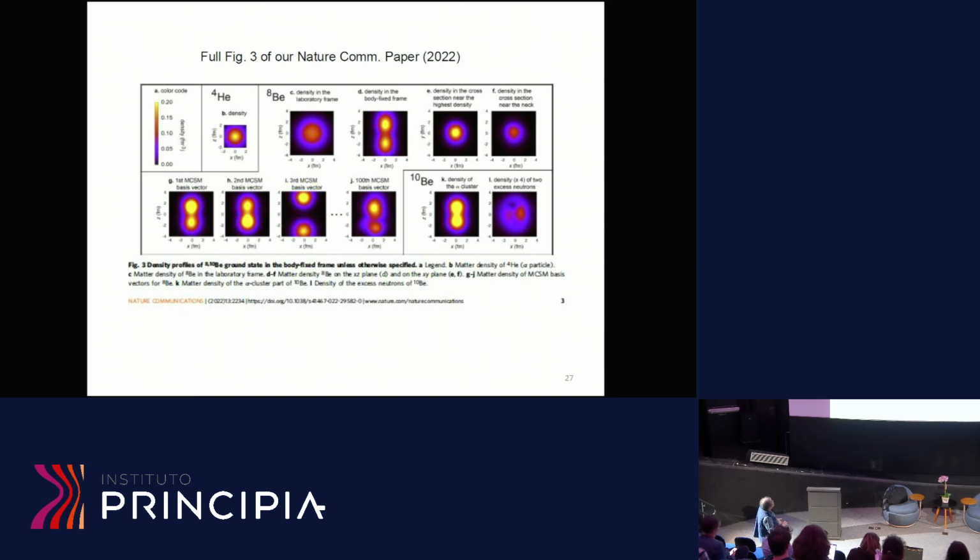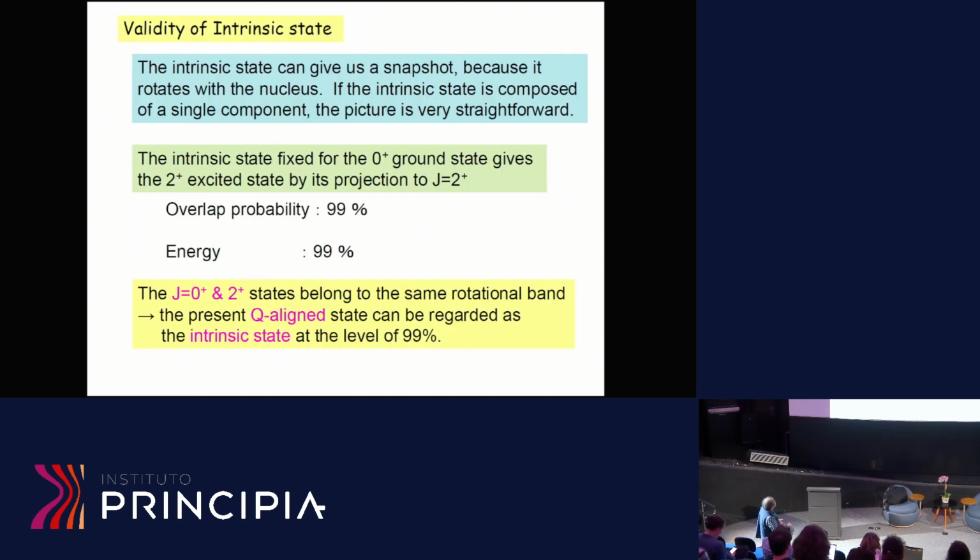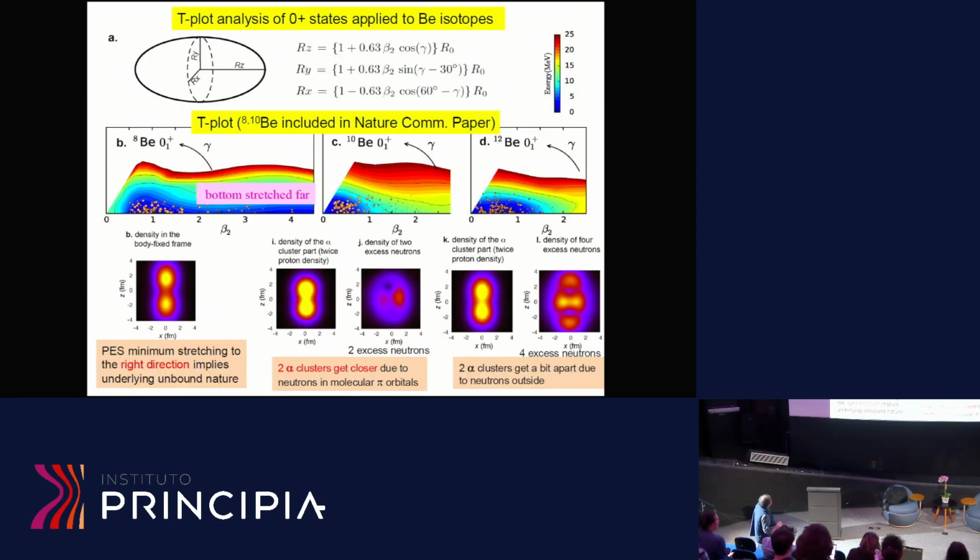Then, okay, let me move on. To verify this kind of analysis, we can calculate the energy of the 2+ state by rotating the Q-aligned state, and the overall probabilities and energies are obtained quite nicely. So this is a verification of the method.